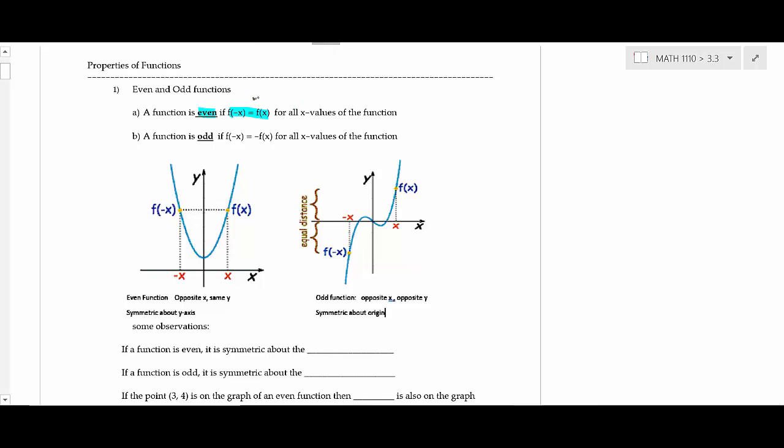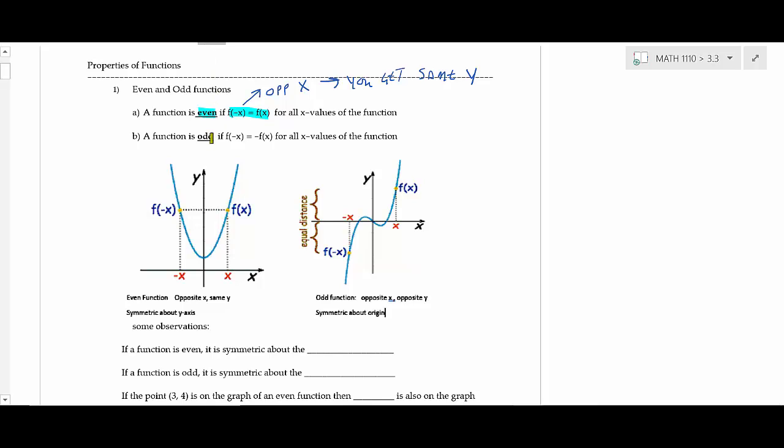What that really means, this is a good note to write to yourself, it just means when x is opposite, you have an opposite x, that just means you get the same y. Now that gives a certain type of symmetry. Okay, so that's what that's saying. If you plug in the opposite of x, you will still get the same y value. That isn't going to change.